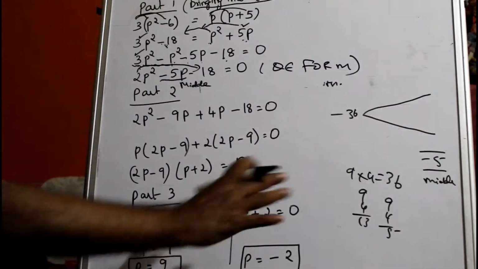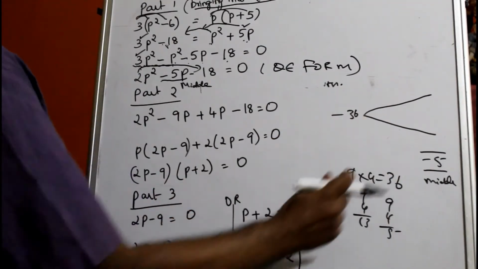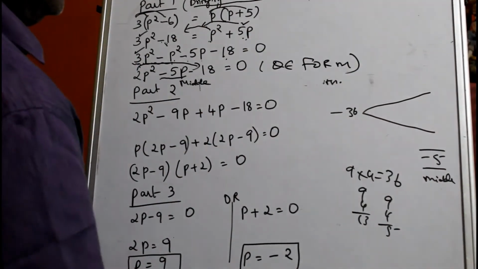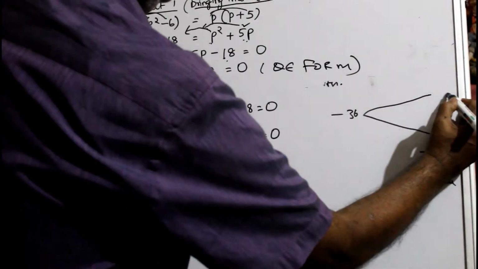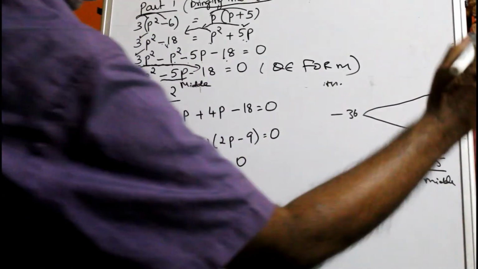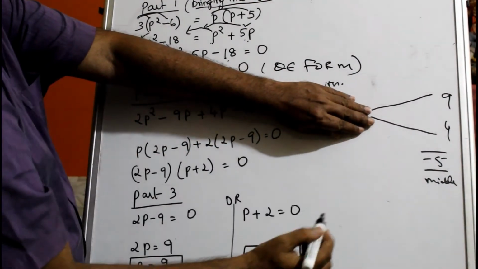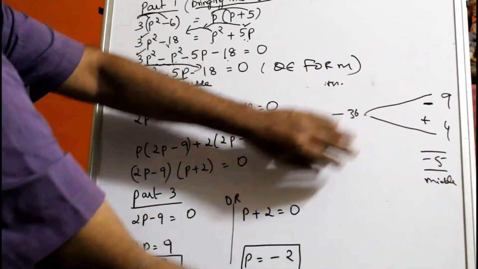Again I said, don't worry about the sign first. You first find the factors. So 9 and 4 is coming. When you multiply you get 36, when you subtract you get 5. So what you do now is put the 9 and 4 here. Afterwards you try to hide this, so you must get minus 5. So the bigger one will have minus and the smaller one will have plus.